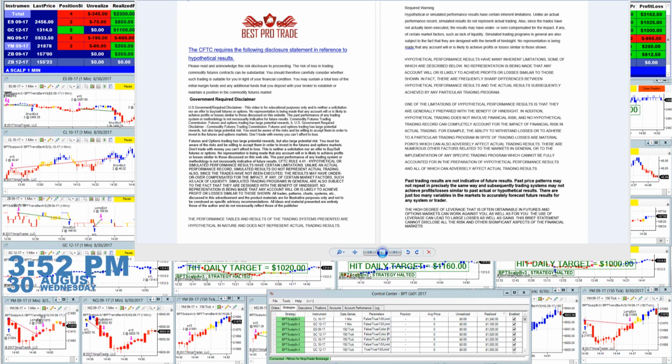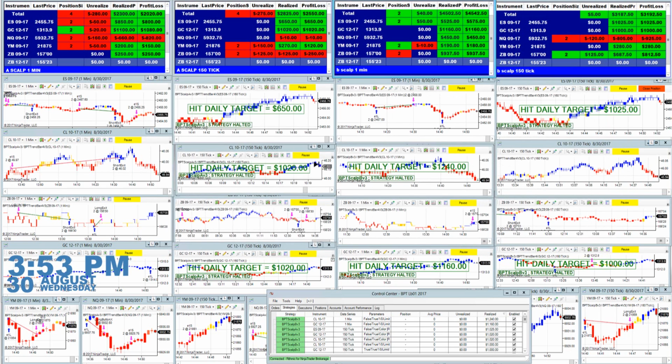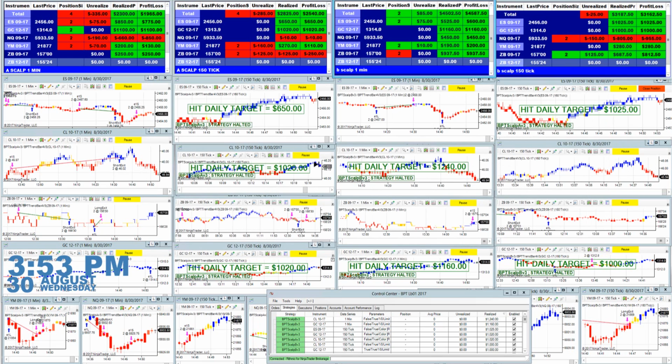Okay, today is 3:52 p.m., Wednesday, and we have a disclosure here. What we're looking at is the A scalper 1 minute, A scalper 150 ticks, B scalper 1 minute, and B scalper 150 ticks.